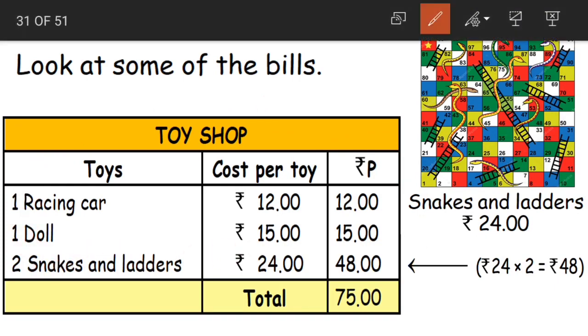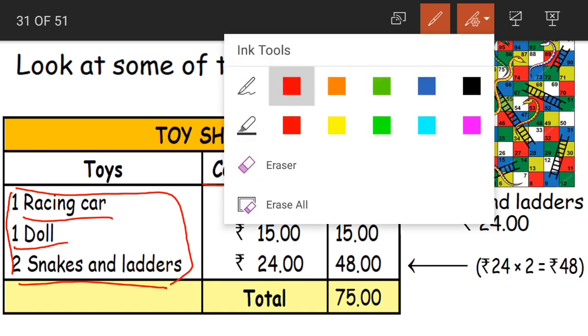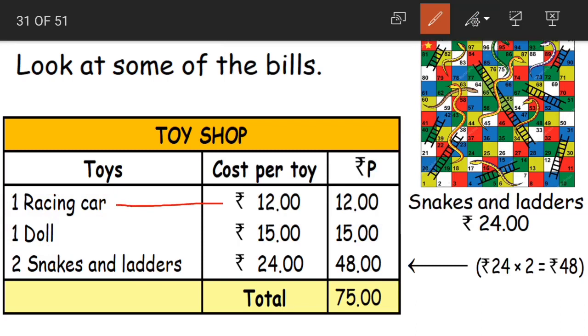Now what is there here? The toys that they have bought: one racing car, one doll and two snakes and ladders. Now next we have the cost per toy. See, one racing car costs 12 rupees, one doll costs 15 rupees, one snake and ladders costs 24 rupees. This is the cost per toy, that is per one toy.